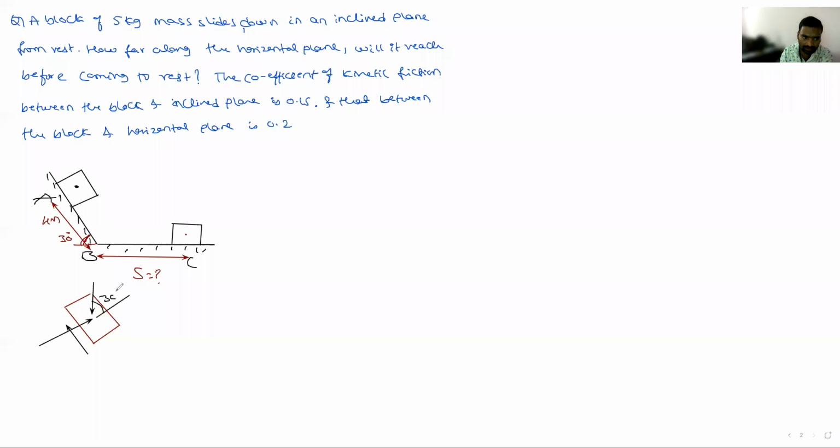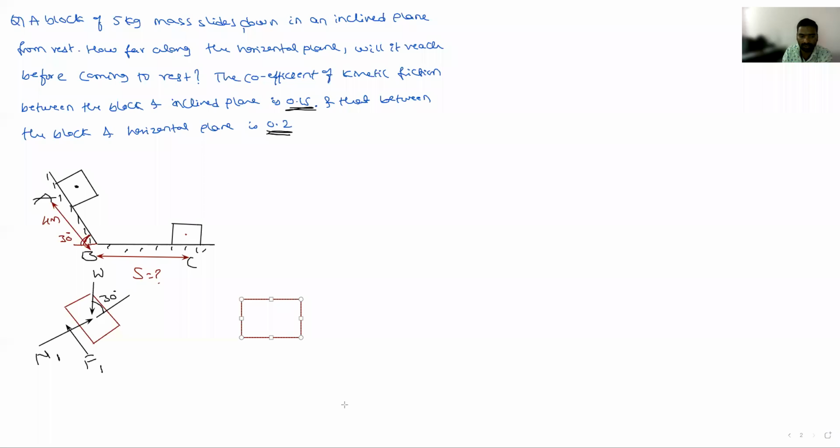Is it correct? Yes. The weight of the body is W, this is the frictional force, and this is the normal reaction. I will take this as N1 and this as F1, because for the second case he has given a different coefficient of friction. For the inclined plane, the coefficient of friction is 0.15. For the horizontal plane, the coefficient of friction is 0.2. So for this I will take different forces, F1 and F2.